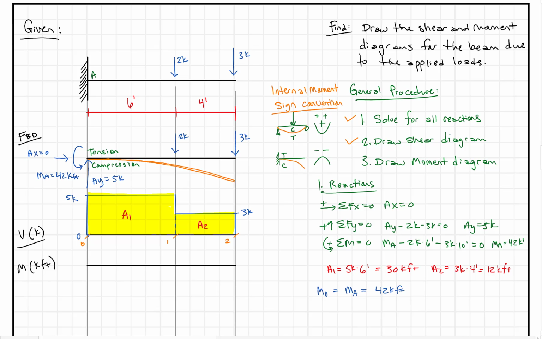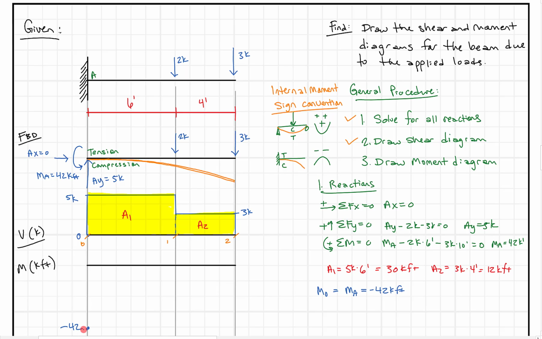We know that we have to start negative. This is putting tension on the top, compression on the bottom, just like this, and we have to start negative. If you can't remember, just think, typically with cantilever beams, we're going to start negative. So we're going to come down here and start at minus 42. I'm just going to say this is minus 42.